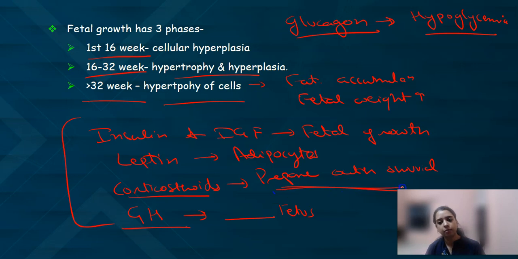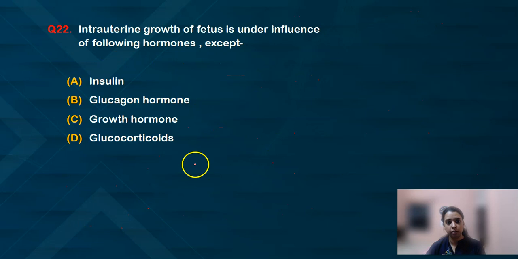Corticosteroid is responsible for growth, but also for lung maturation, thymus and GI maturation. So corticosteroid is so important for lung maturation, thymus maturation, and the GIT. It is all the role of corticosteroid. So if we go back to our question, intrauterine growth is influenced by insulin, yes. Glucagon, no. Growth hormone and glucocorticoids, yes.